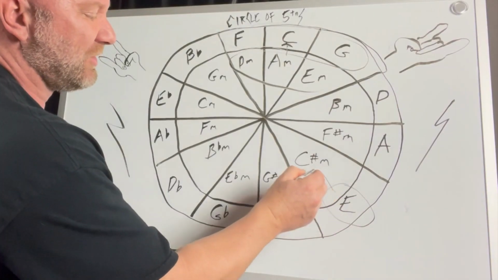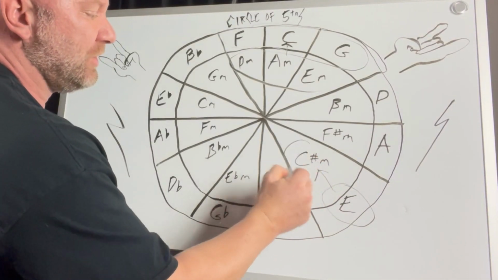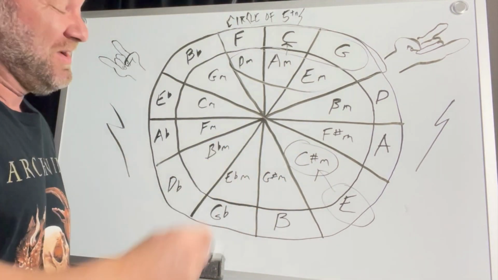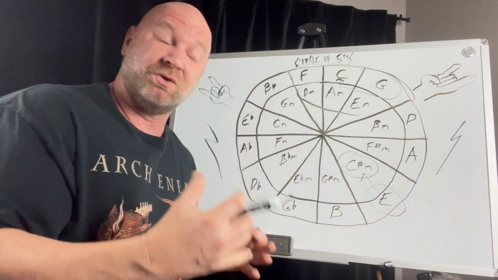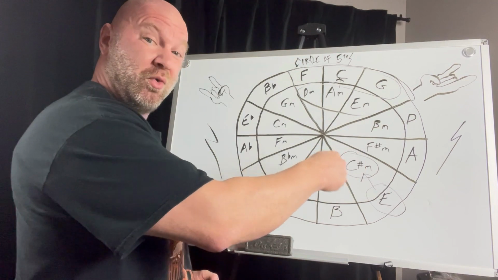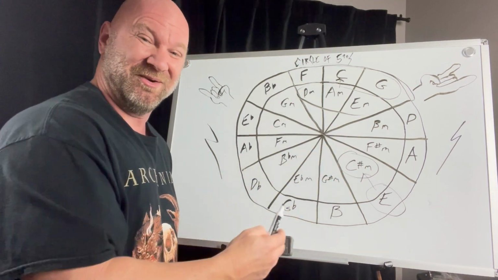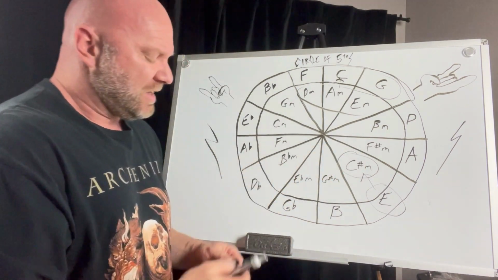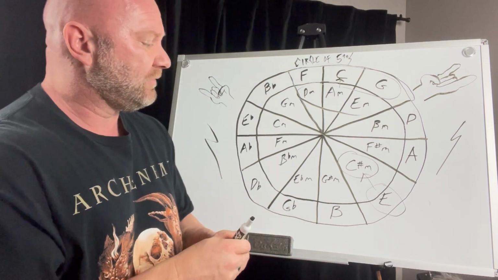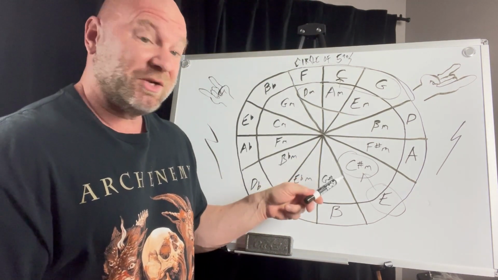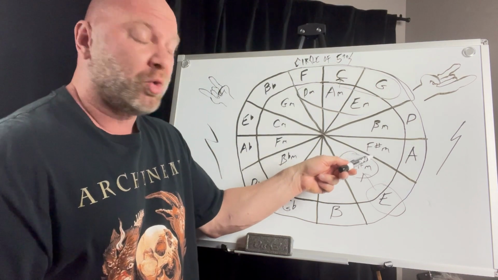So let's look at the corresponding minor, which is C sharp minor. If you're in standard tuning, this is a key that you probably don't do a whole lot of songwriting in, right? So let's tackle this. Let's say we want to write a song in the key of C sharp minor. What do we have next to that? What are the minor chords next to that?